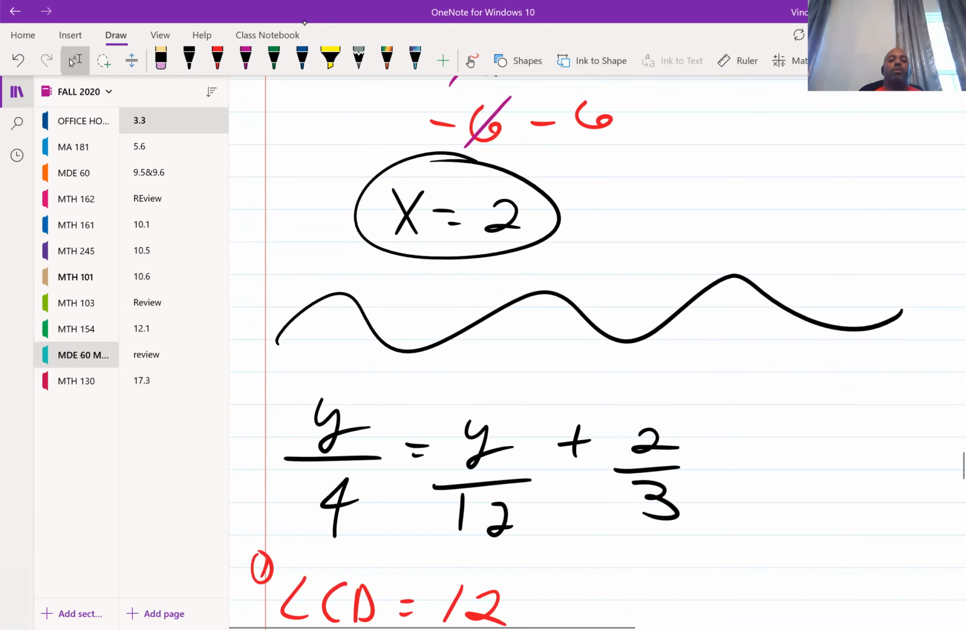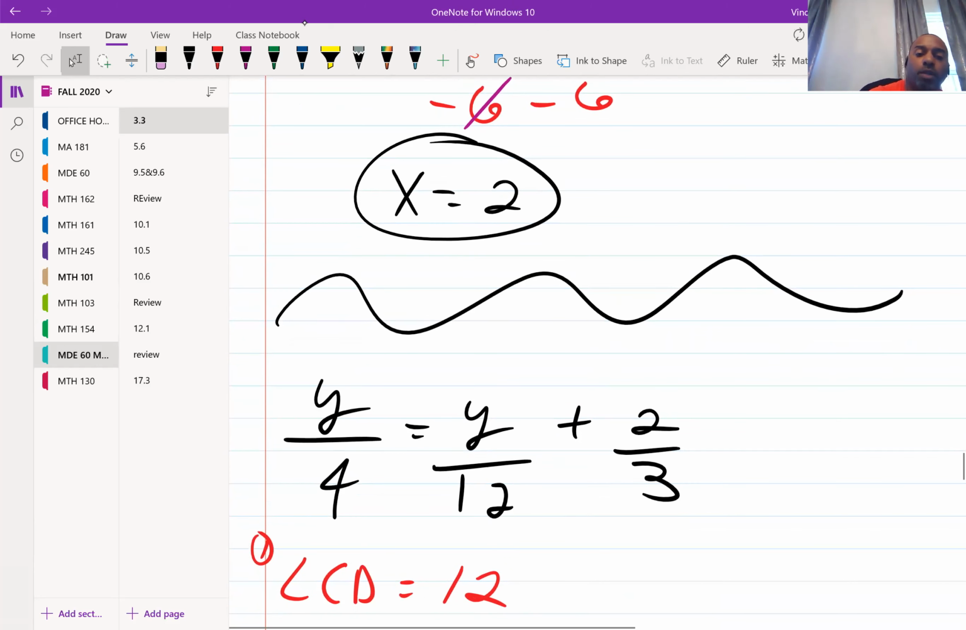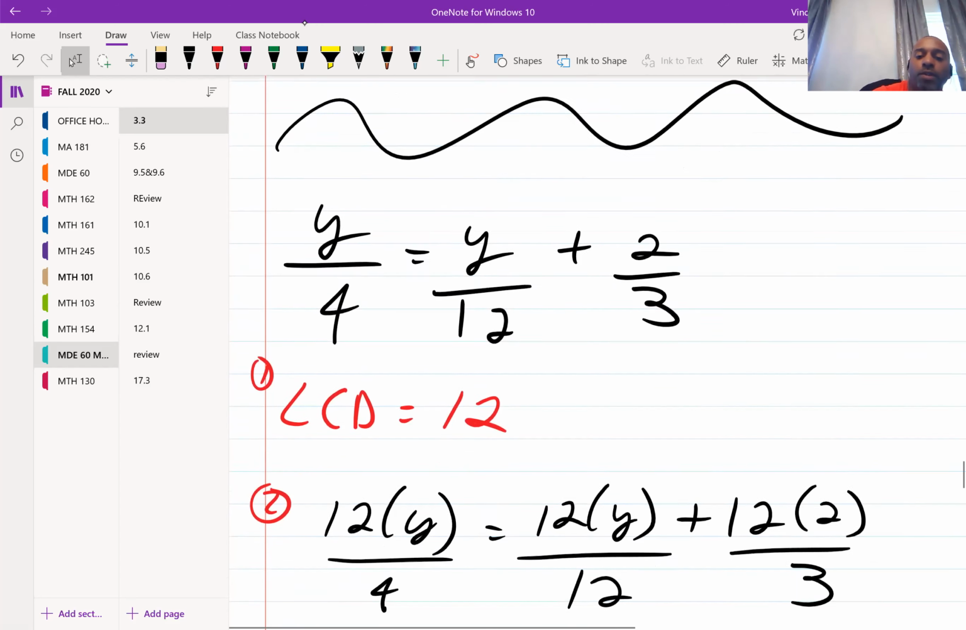All right, so the next one, y over 4 equal to y over 12 plus 2 over 3. Same process. Since we have fractions involved, we want to go ahead and find the LCD so we can clear out our fractions. So the LCD is 12. That's the smallest number that 4, 12, and 3 can all divide into evenly. Multiply 12 to each numerator.